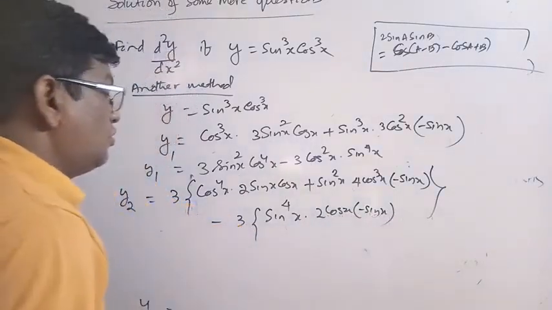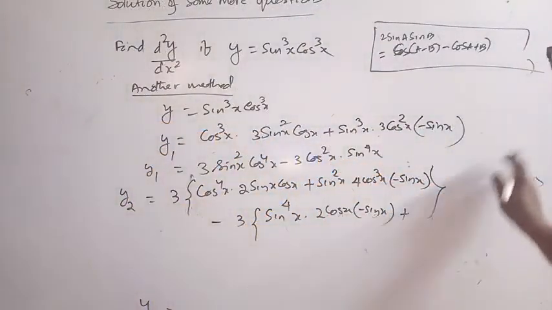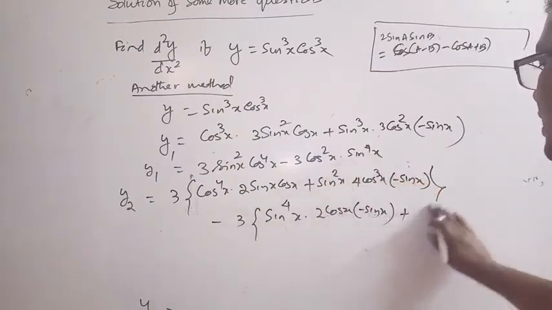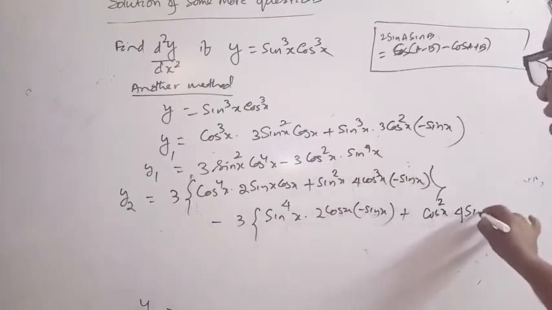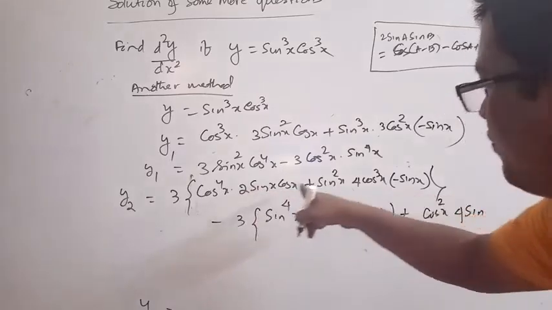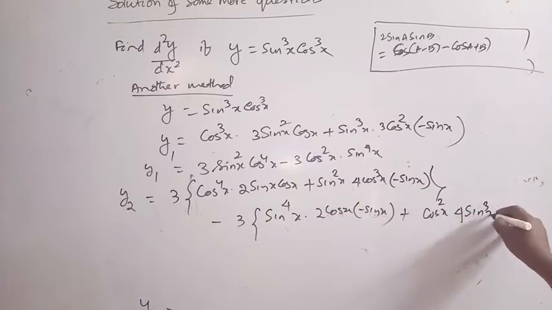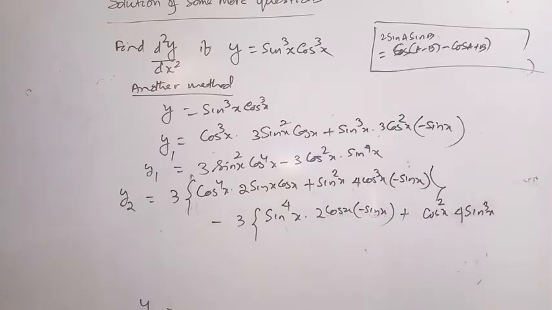This is v du plus u dv. u means what? u means cos square x into derivative of sin 4x, sin cube x. This is v du plus u dv formula. So 4 sin cube x into derivative of sin x means cos x. So multiply this.